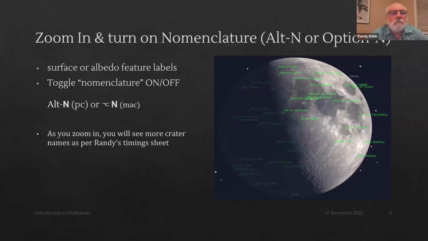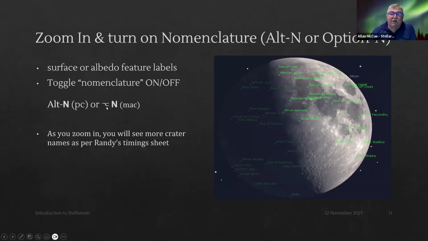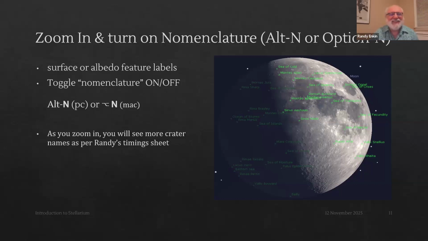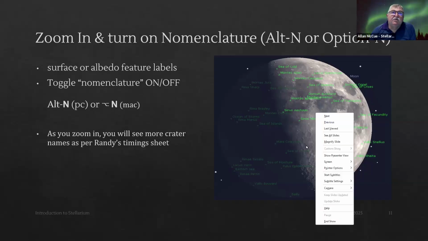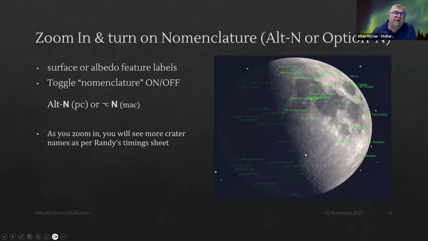So on Stellarium, there's an option to turn on the nomenclature so that you can see what craters you're looking for. So for example, you go Alt-N on a PC or Option-N on a Mac, got those two keys down here. I always love to call this the Starship Enterprise key. I don't know what it's called or what it looks like, but that could be pretty much the Starship Enterprise. So you go Starship Enterprise, Option-N on the Mac, will turn on these green names. And as you zoom in, you'll see the various crater names.